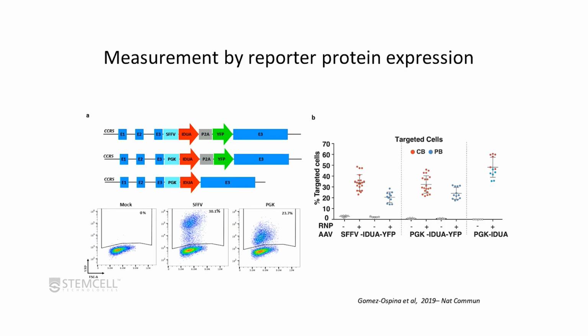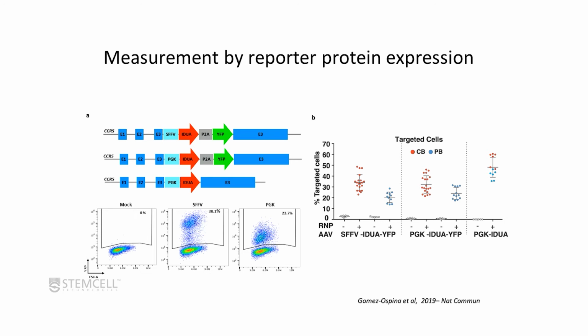You can measure the frequency of target integration by looking at reporter expression. In this case, we're using yellow fluorescent protein. You can see three expression cassettes here. Two of them have a reporter, one of them doesn't, and one of them is driven by a very strong viral promoter, SFFV, and the other one by a strong constitutive eukaryotic promoter, PGK. You can measure your reporter very easily if it's a fluorescent protein using flow cytometry with fluorescence on the y-axis. You can see the SFFV is stronger than PGK. And you can basically measure how many cells are expressing your protein.